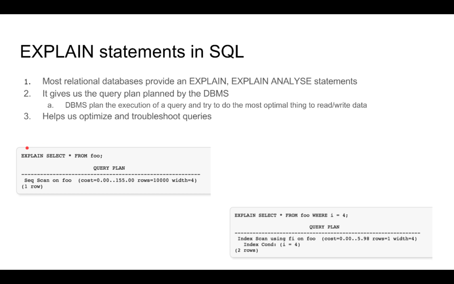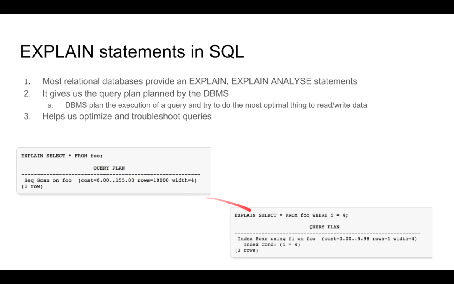So let's look at an example. In this example, we are making a query called select star from foo. This means that we're trying to select all the rows from the foo table. When we ask the DBMS to explain this SQL query to us, the database says it will sequentially scan the entire foo table. It will scan 10,000 rows, and each row has 4 columns. The DBMS assigns a cost. The cost is an arbitrary number that is given by the DBMS. The higher the cost, the worse the performance of the query is.